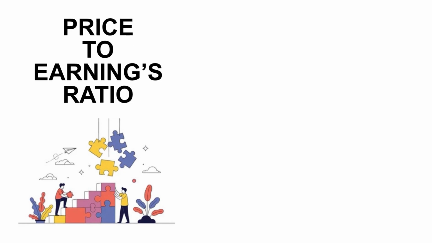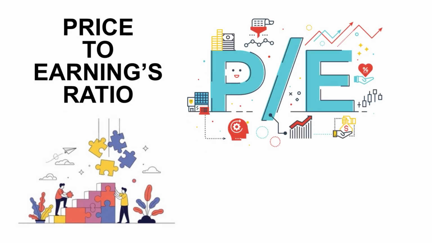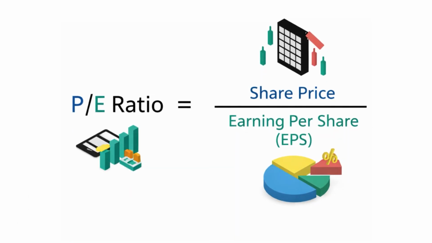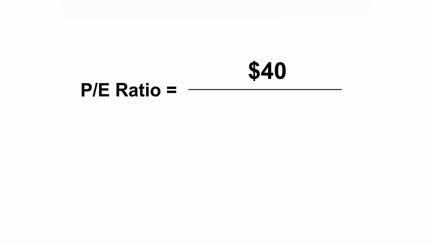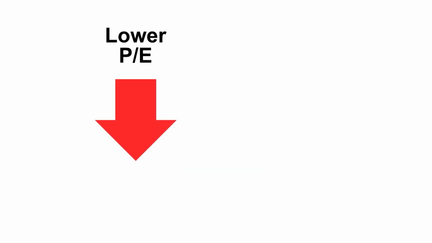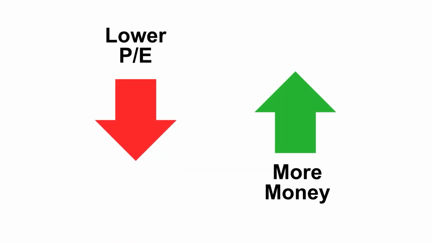The price-to-earnings ratio, or PE ratio, is the starting point for almost every stock valuation conversation. You take the price of a stock and divide it by its earnings per share. If a company trades at $40 and earns $4 per share, the PE ratio is 10. Simple. The lower the PE, the more you might be getting for your money.